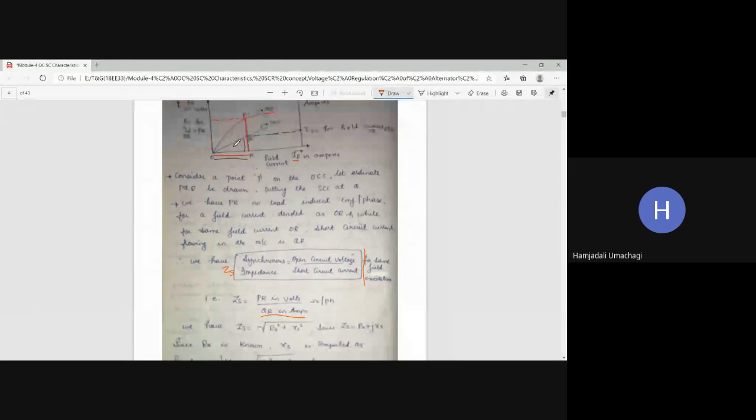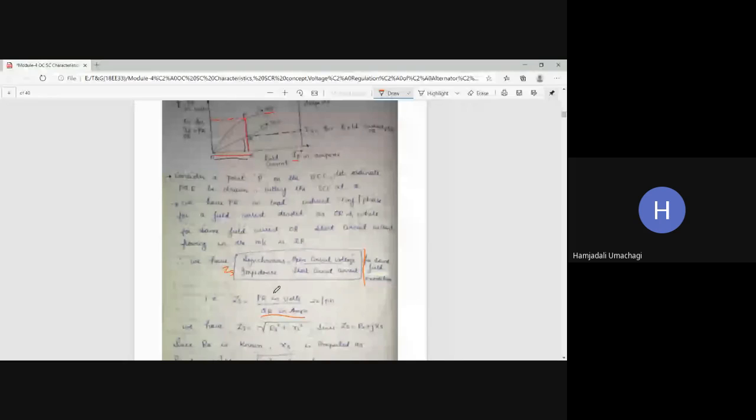This PR corresponds to open circuit characteristics. Open circuit characteristics means it is voltage information. Try to understand. Short circuit current means you have to check the short circuit characteristics. For voltage, OCC. For current, SCC. So voltage means PR, OCC. Current means QR, the point on SCC. PR in volts divided by QR in amps, ohms per phase.